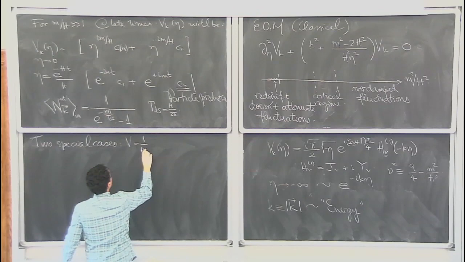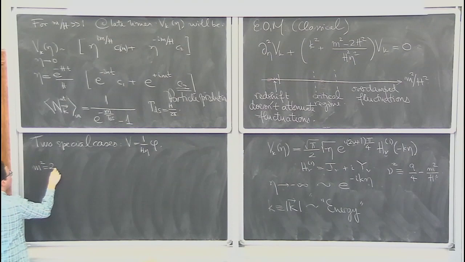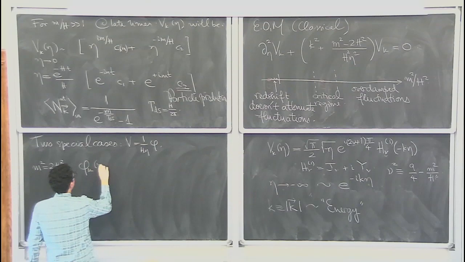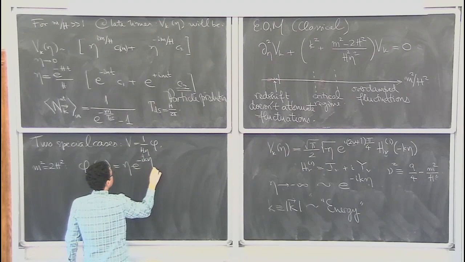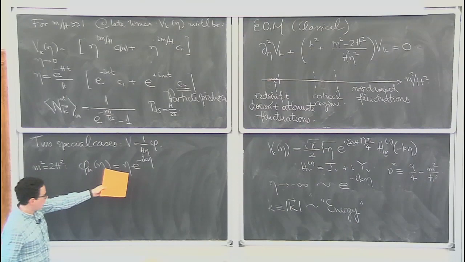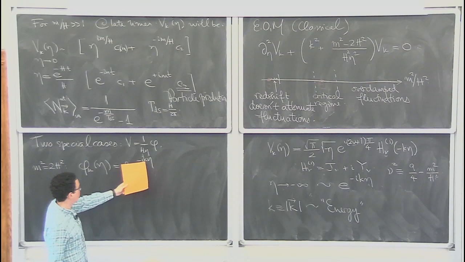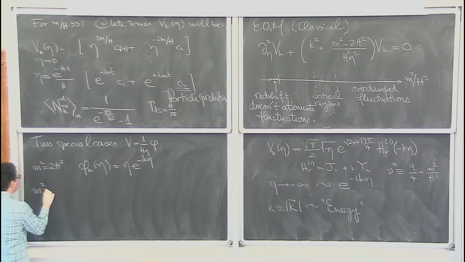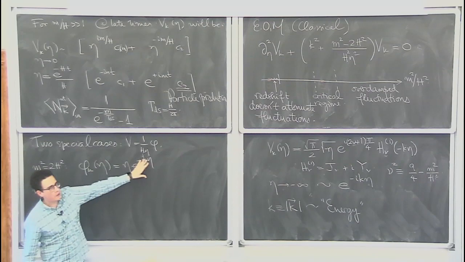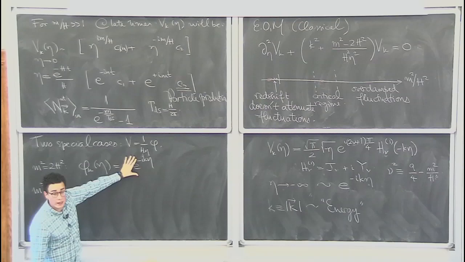Now for m squared equals 2, this is called the conformally coupled scalar. Phi_k of eta is eta e to the minus i k eta. So it's pretty much like a harmonic oscillator mode function, but instead of the energy being square root of k squared plus m squared, the energy is just square root of k squared. Notice that at late times, the power is redshifting away. But there's some nice simplicity related to the fact that the mode function is like the mode function of flat space.